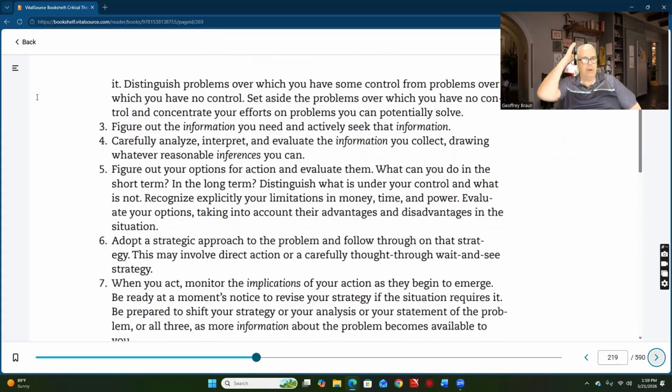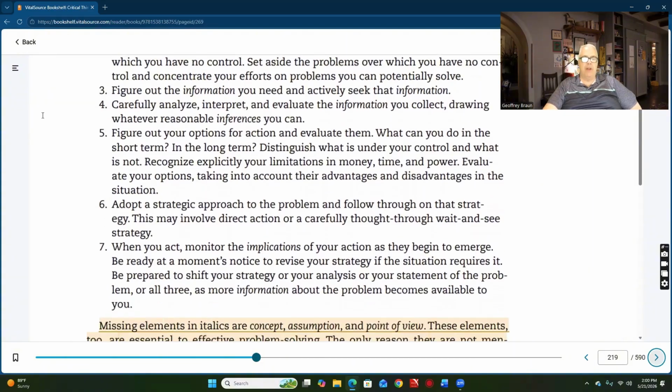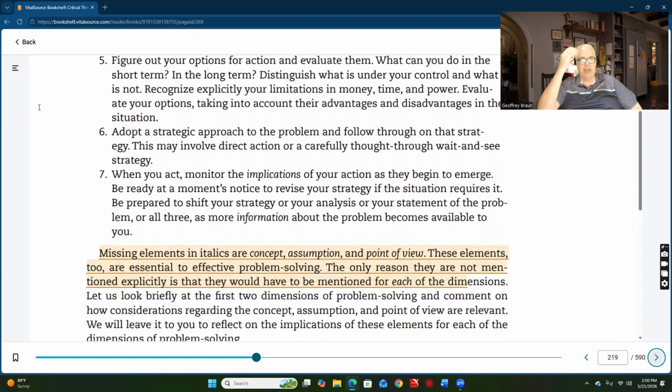A lot of this should be familiar. These terms that are popping up that are highlighted have been used before. Carefully analyze, interpret, and evaluate information you collect, drawing whatever reasonable inferences you can. Figure out your options for action, evaluate them. What can you do in the short term, long term, and so forth, right? Adopt a strategic approach to the problem and follow through on that strategy. May include direct action, or a carefully thought through wait and see strategy. When you act, monitor the implications of your action as they begin to emerge. Be ready at a moment's notice to revise your strategy and so forth, right?